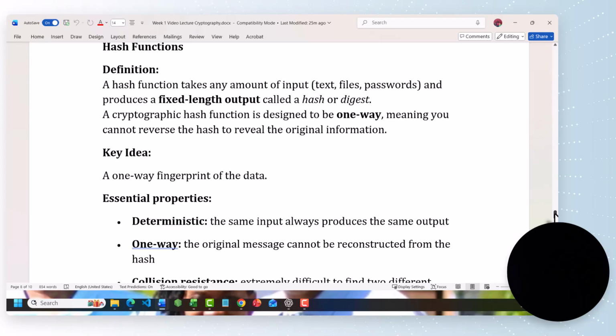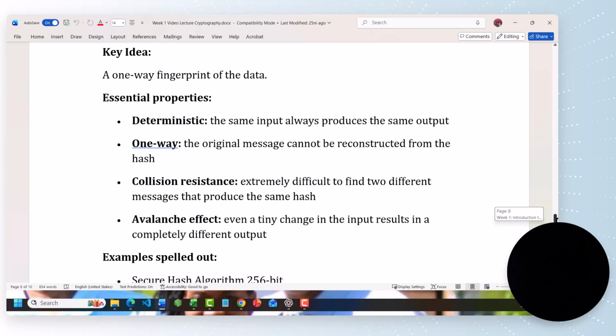Essential properties. Deterministic: the same input always produces the same output. One way: the original message cannot be reconstructed from the hash. Collision resistance: extreme difficulty to find two different messages that produce the same hash. Avalanche effect: even a tiny change in the input results in a completely different output. Changing one byte in a message could change the whole presentation of the hash that is produced from it.